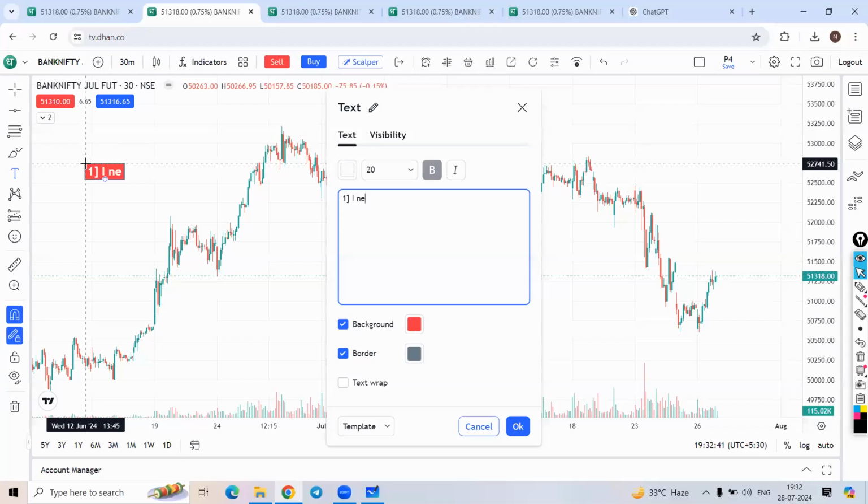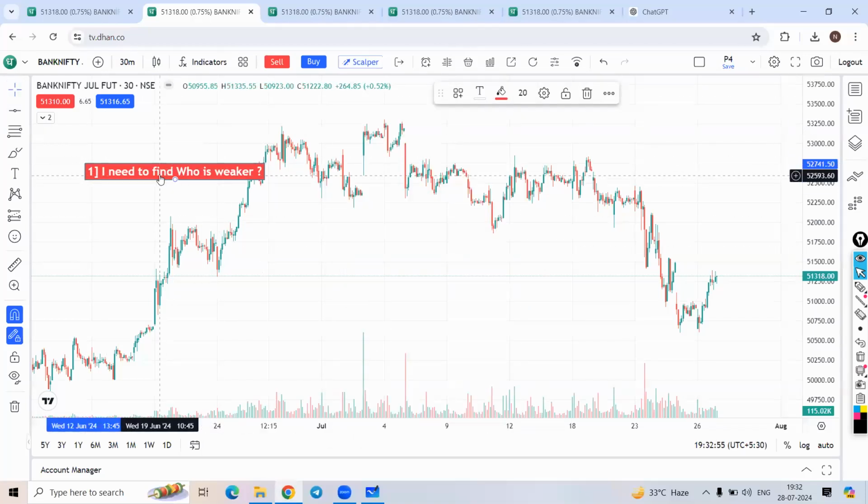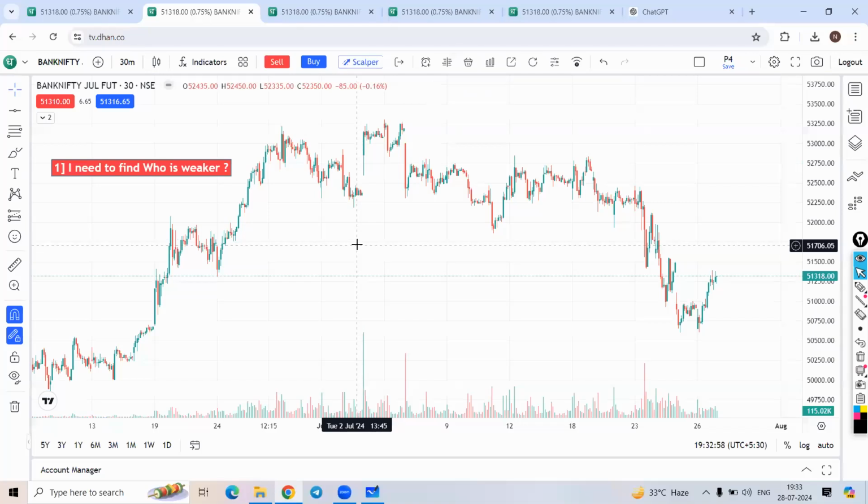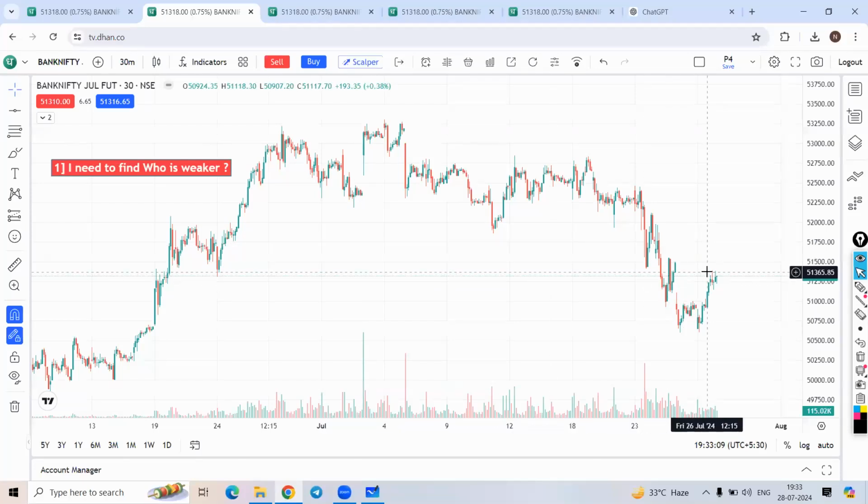First, I need to find what? Who is weaker? Because finding who is strong is difficult, sir. Let me be very honest. Every time we cannot find who is stronger. 1 or 2 times out of 5, 4 to 5 times out of 10 times, we can find out who is stronger. But out of 10 times, 8 times minimum, or around 8, 9 times, I can find out who is weaker.